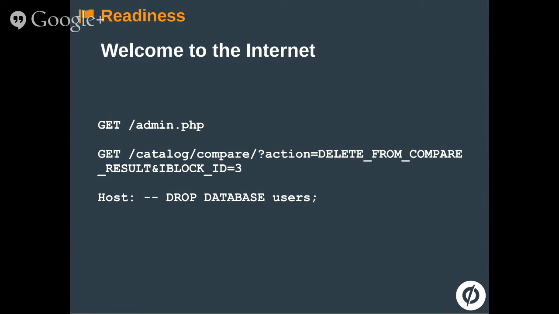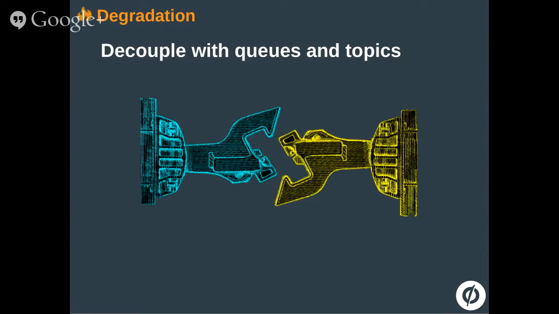So that's all for the aspect of readiness. Now I'm going to go into the aspect of degradation and graceful degradation. I'm not going to detail everything we've done, but just a few points. One of them is decoupling the different systems and subsystems, and using queues and topics for that matter. We are running in Amazon Cloud, so we are using SNS and SQS.